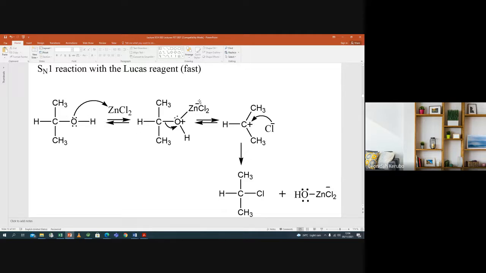So one of the consequences of coordinating with zinc chloride is, number one, to make the hydroxyl group a better leaving group, because as I indicated in earlier lectures, the hydroxyl group is a very poor leaving group. And also I indicated that good leaving groups are usually relatively stable.